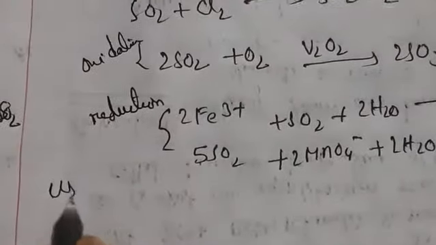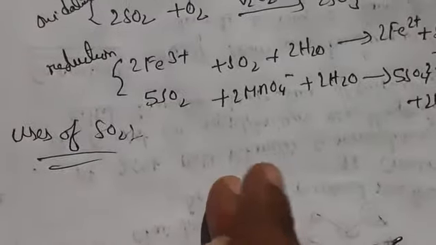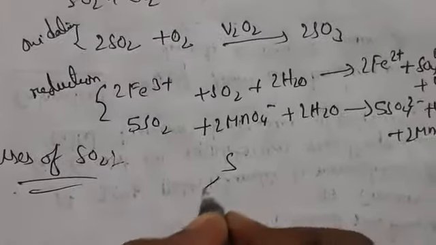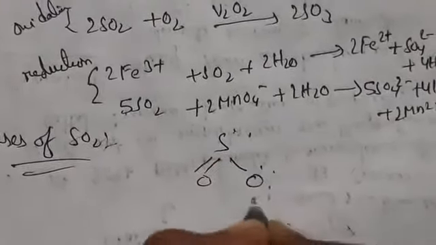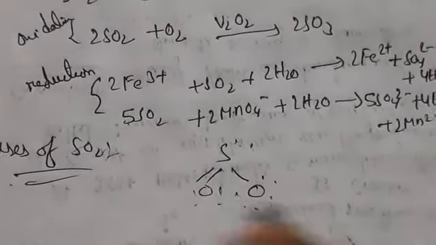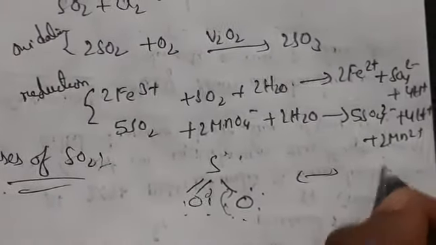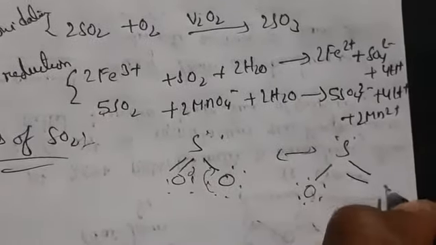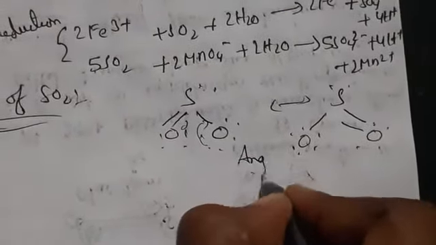Now let us see the uses of sulfur dioxide. Generally, the sulfur dioxide structure is S double bond O. We have an angular shape. When you put in the lone pair of electrons, it will look like this, as we have seen with ozone, which is an angular shape. Same here; this is an angular shape.